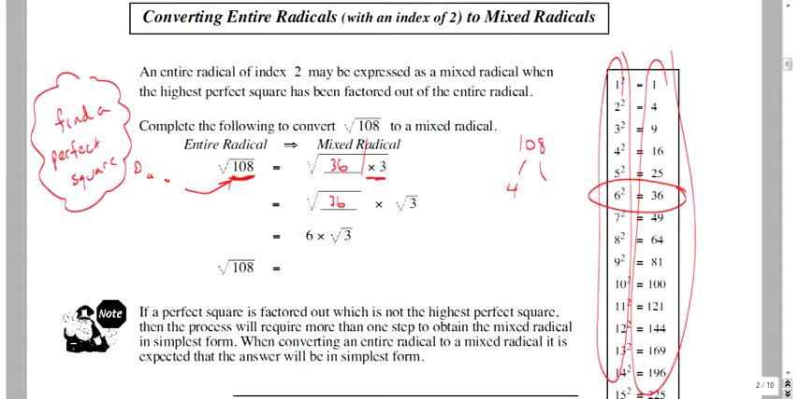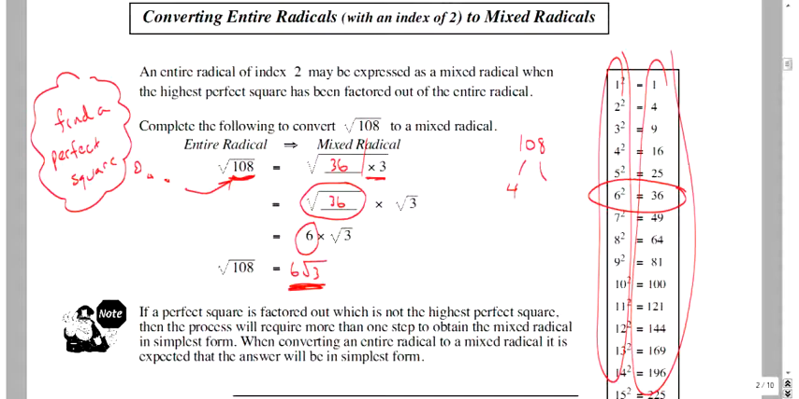And why did we do that? Because I know what this is. It's a perfect square. I can take the square root of 36. That is 6. So the root of 108 becomes 6 times root 3. And that is more simplified than root 108. The numbers are smaller. Okay?